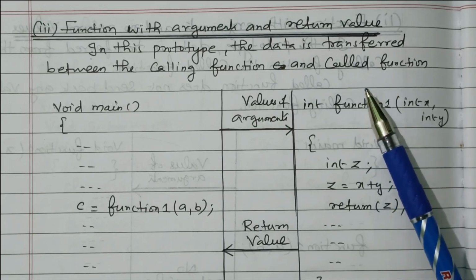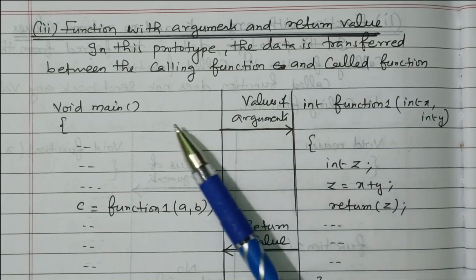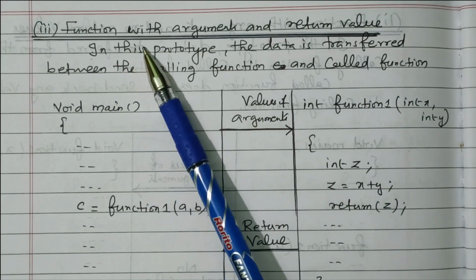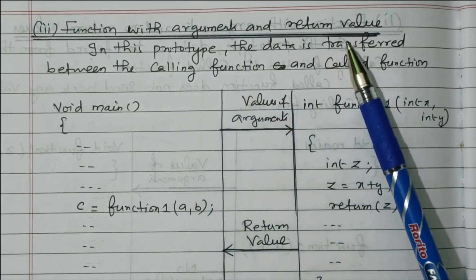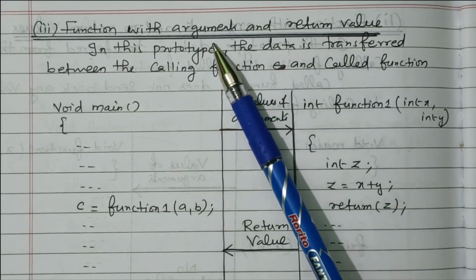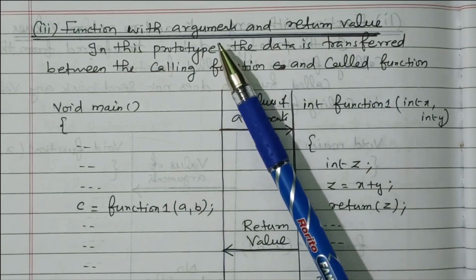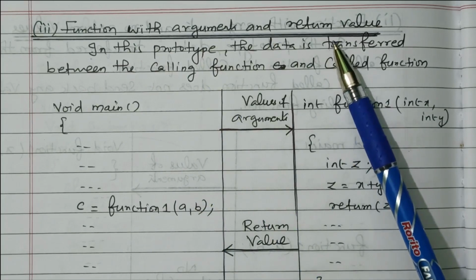Now we'll go to the topic. The function prototype, the third type. The third type is function with argument and return value. Function having argument: we are passing the argument to the function and the function also will return the value.